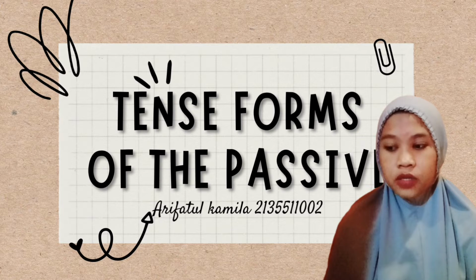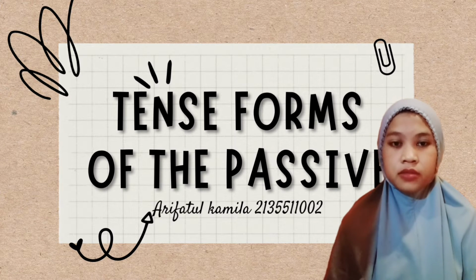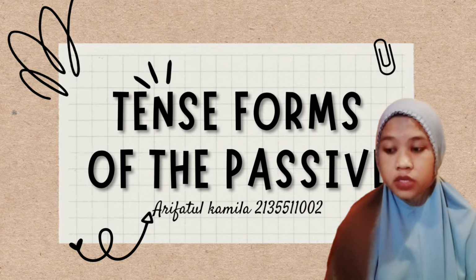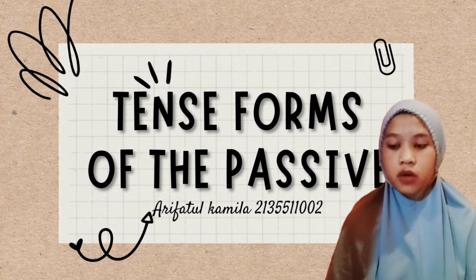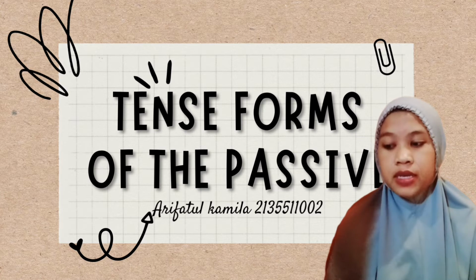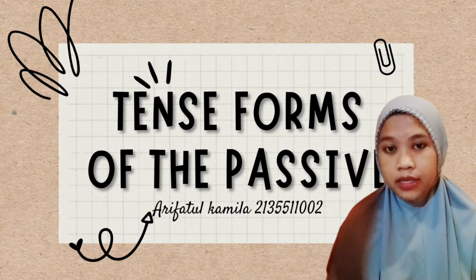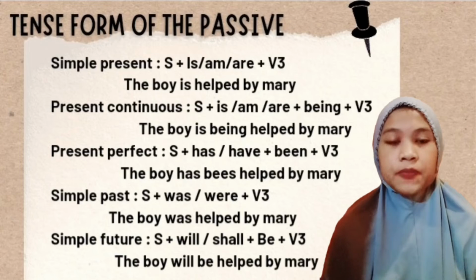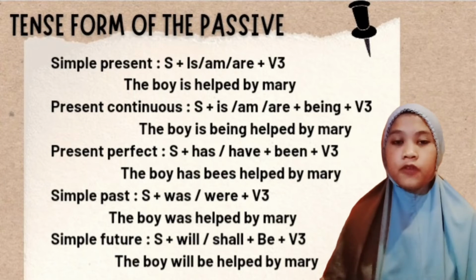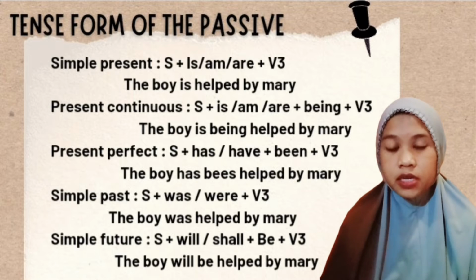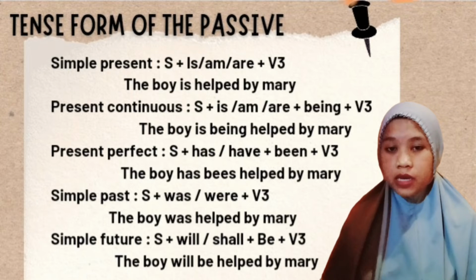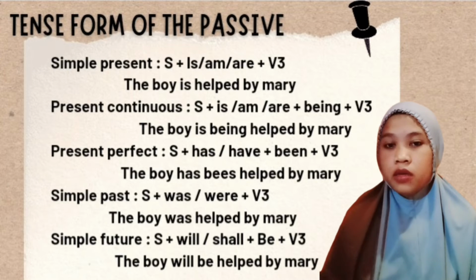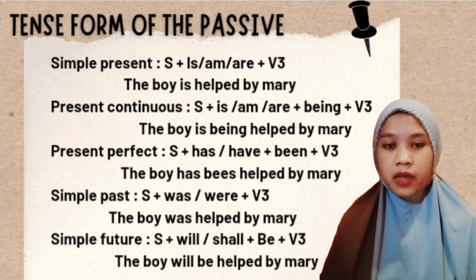Then we continue to the second material, that is, tense forms of the passive. In this discussion, we will focus more on the tenses used in passive forms. There are some tense formulas. Start from simple present: subject plus am/is/are plus verb 3. Example: The boy is helped by Mary.